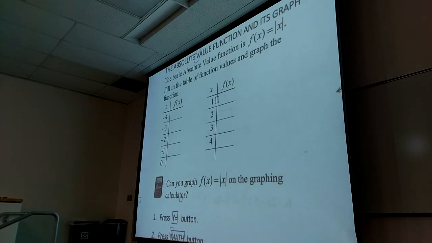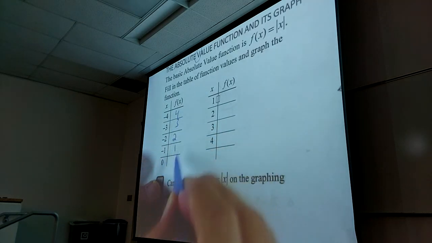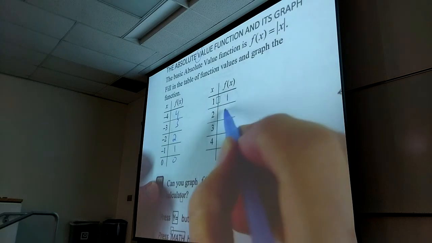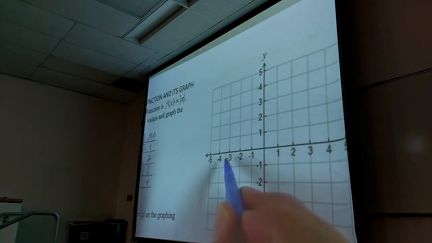Okay, this should be really quick, right? But all of these become positive with those. Absolute value is 0, that's 0. And then these stay the same because they're already positive. So negative 4 goes to 4.